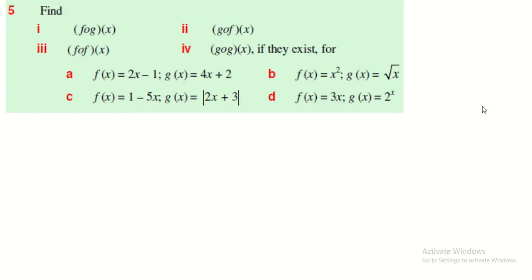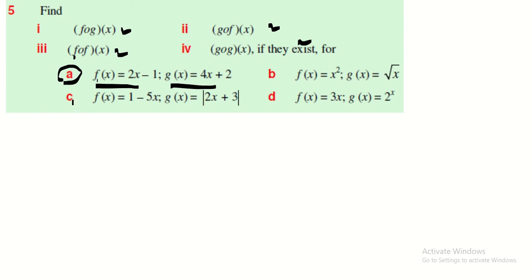The next question, number 5, says find f of g of x, g of f of x, f of f of x, and g of g of x, if they exist. For A, f of x is given and g of x is given, so we need to find everything for A. Again, when you go to B, f and g we do have, and we need to find everything. So we have 4 questions, and we will do each 4 times, that means 16 times. So I'm going to do 1 or 2 questions, then the remaining I'll leave to you.